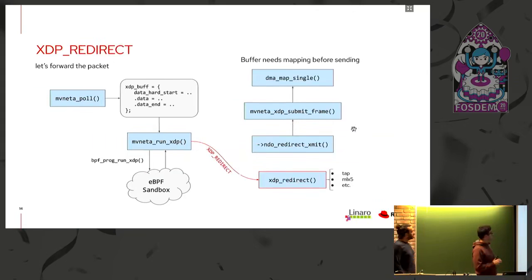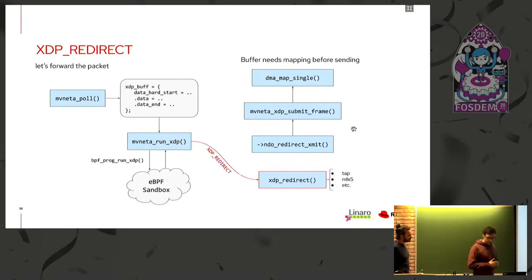Here we have XDP redirect. XDP redirect is used to transmit the packet to, for example, a remote interface, a remote CPU, or even a socket using, for example, AF XDP. And the typical use case is, for example, layer 2 forwarding.